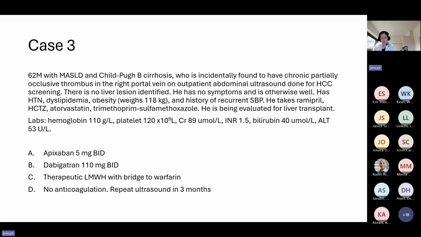Okay. The third and final case is a 62-year-old man with metabolic dysfunction associated steatotic liver disease and Child-Pugh B cirrhosis, who is incidentally found to have chronic partially occlusive thrombus in the right portal vein on an outpatient abdominal ultrasound done for HCC screening. There's no liver lesion found. He's otherwise well with no symptoms, has hypertension, dyslipidemia, and obesity, history of recurrent SBP. Here are the medications he's taking. He is currently being evaluated for liver transplant. Here is his blood work.